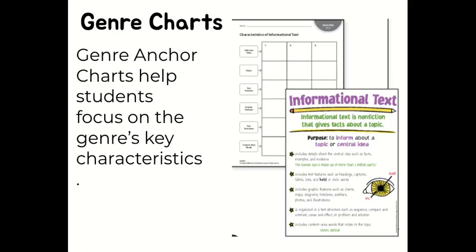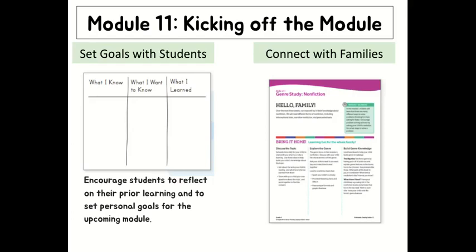The module also includes genre anchor charts that help students focus on the genre's key characteristics. Here are some examples. As always, the module kicks off with a KWL chart to encourage students to reflect on their prior learning, and it includes a family letter to highlight the key ideas in Module 11.